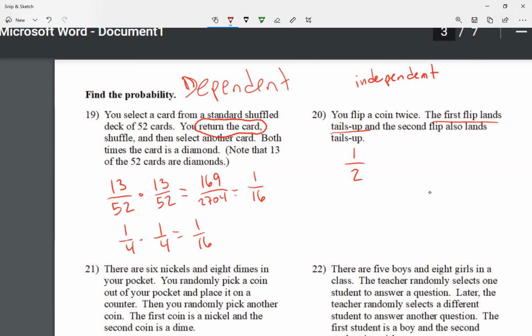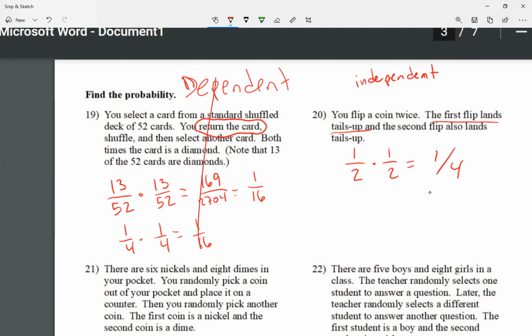This is independent because it doesn't matter what happened to the first flip. It's not going to affect the second flip. Now, the second flip also lands tails up, so that's also 1/2. What's the probability of that happening? I'm going to say it's 1 over 4. Right. Don't forget, we can always change this to decimals, right? 1 over 4 is 1 divided by 4.